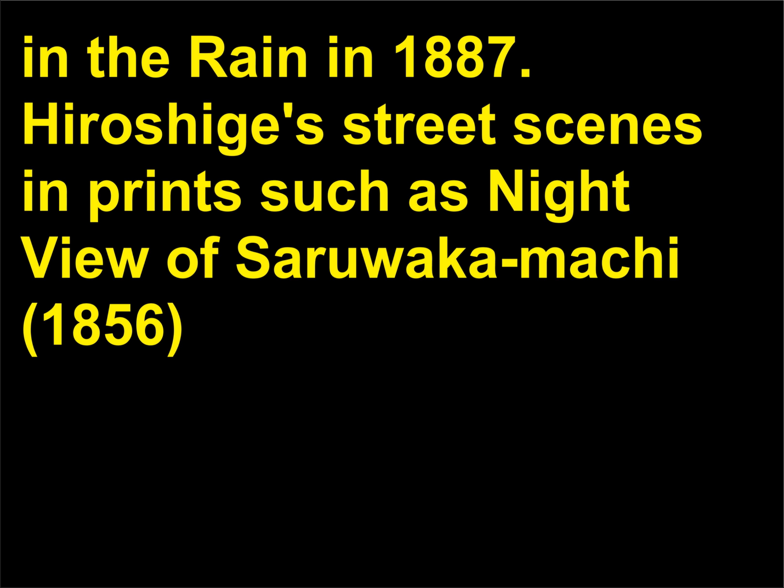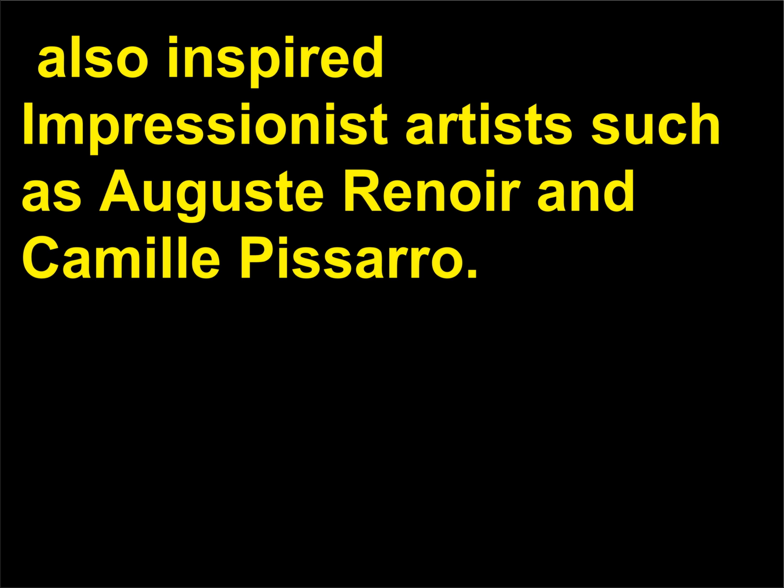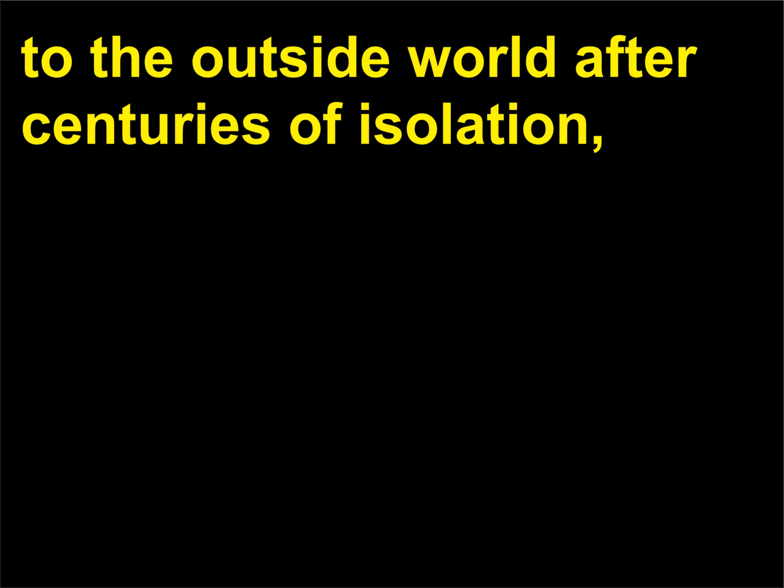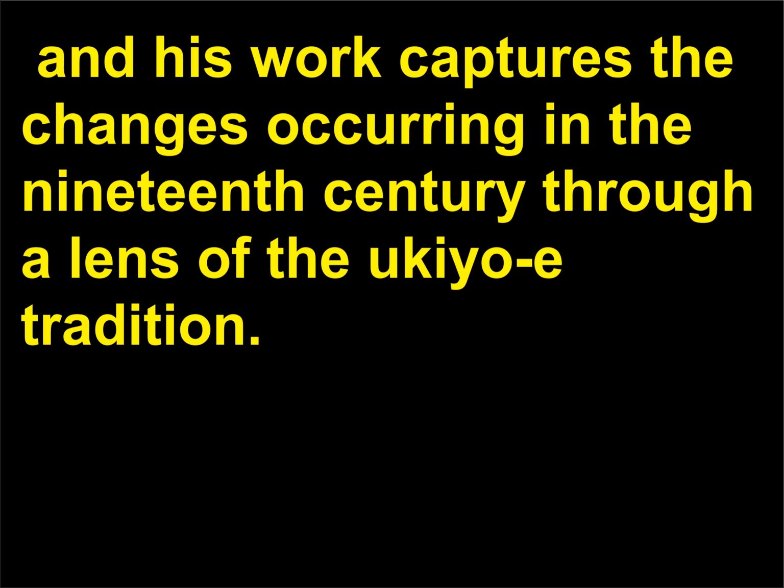Hiroshige's street scenes in prints such as Night View of Saruwakamachi, 1856, also inspired Impressionist artists such as Auguste Renoir and Camille Pissarro. Hiroshige was working in Japan at a time when the country was opening its doors to the outside world after centuries of isolation. And his work captures the changes occurring in the 19th century through a lens of the ukiyo-e tradition.